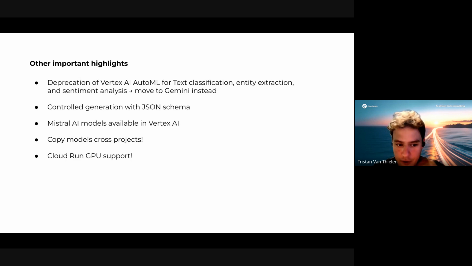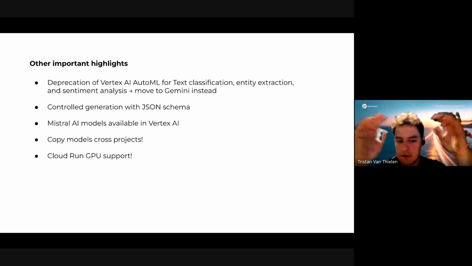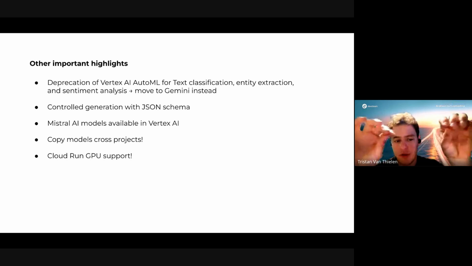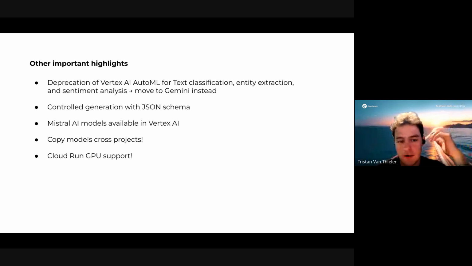In general, on Vertex AI, you can now copy models cross projects. This might seem simple, but it was not possible before. So if you have a model in Model Registry, which is a GCP service for keeping track of models and their versions, you can now copy a specific model version to another project. Before this, there were a couple of manual steps involved. This makes that a lot easier.